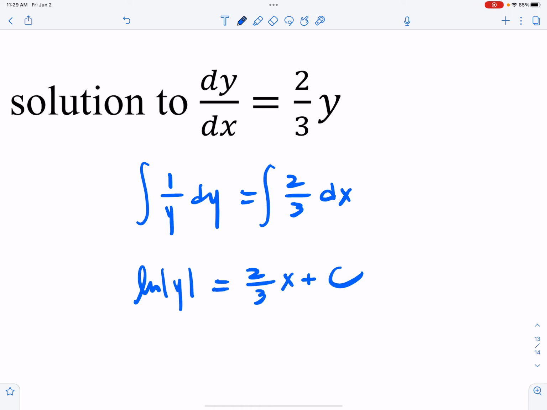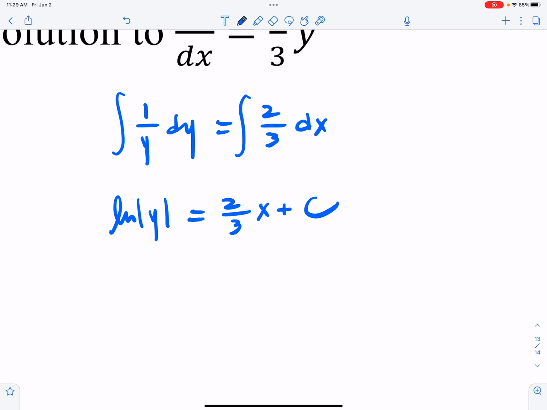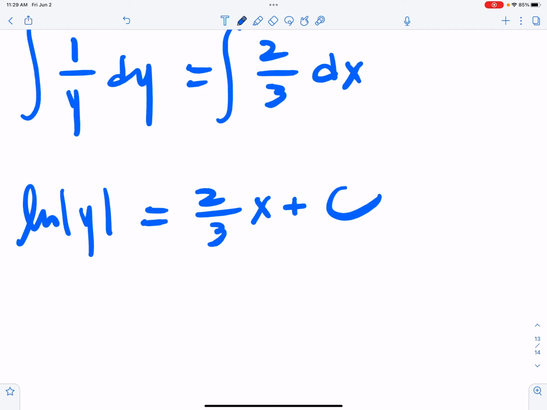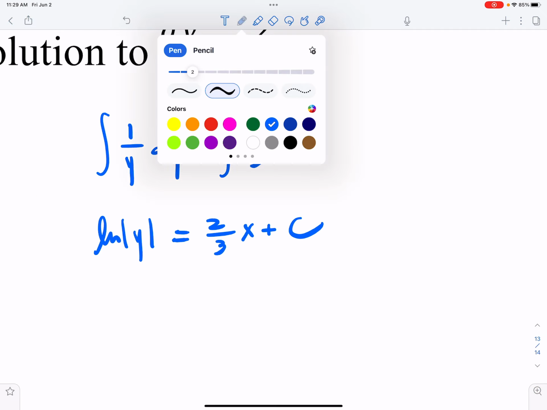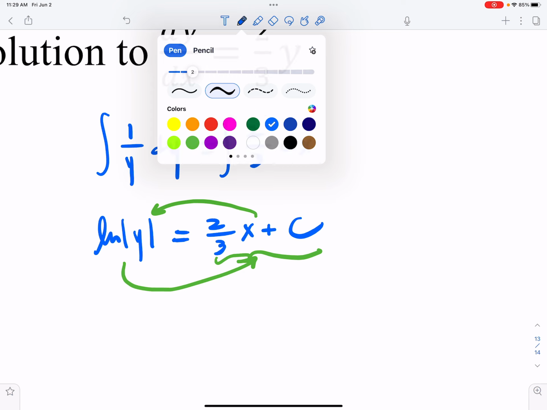x plus c. And then from here, at least in AP Calculus, we usually want to get to the form y equals. So in order to do that, we're going to use our properties of logarithms. Another way to write this, rewriting this in exponential form, right now we have it in log form, would be e to this power equals absolute value of y.